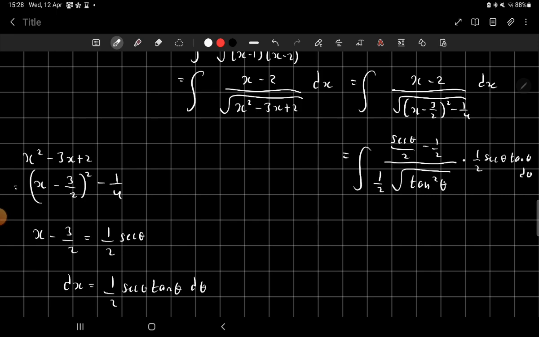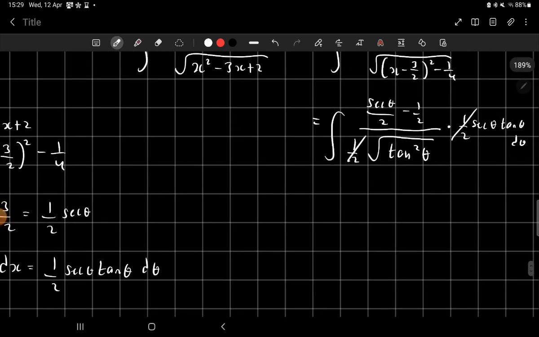So it's not that pretty to look at, but we could simplify it further. We could simplify these constants here, and therefore the square root of tangent squared theta will be the absolute value of it. Oh yeah, we could factor 1 over 2 from the numerator. We are left with secant theta minus 1 divided by the absolute value of tangent theta times secant theta times tangent theta d theta.